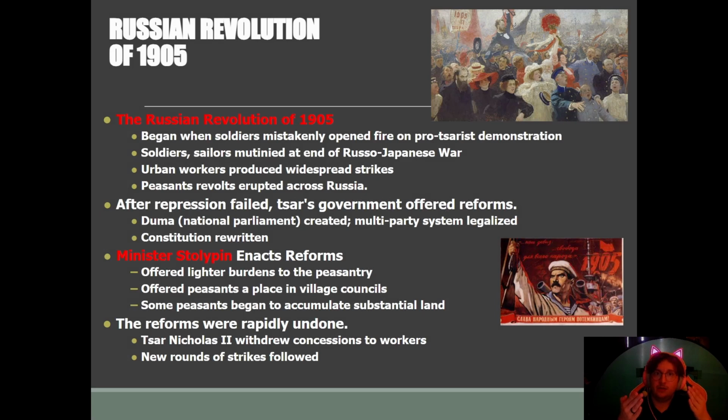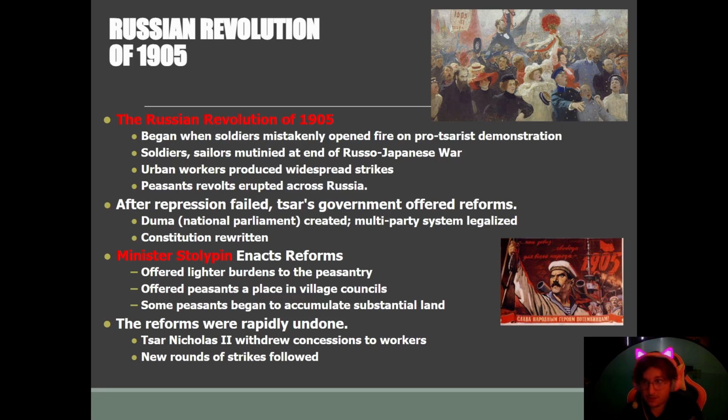Now, the Russian Revolution of 1905 began when soldiers mistakenly opened fire on a pro-Tsarist demonstration, right? Very similar to the Boston Massacre, the start of the American Revolution. This is really going to start the Russian Revolution of 1905, right? Soldiers and sailors are going to mutiny at the end of the Russo-Japanese War. Urban workers produce widespread strikes. Peasant revolts erupt all over Russia, right?